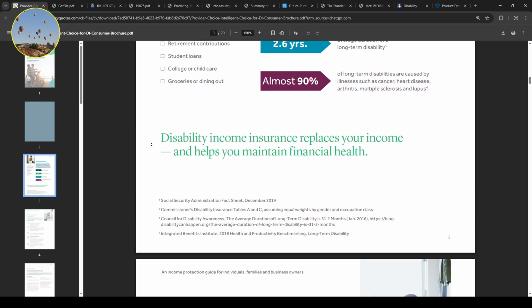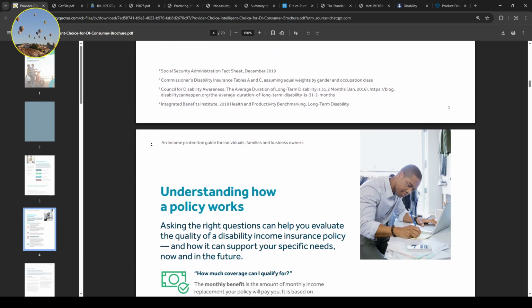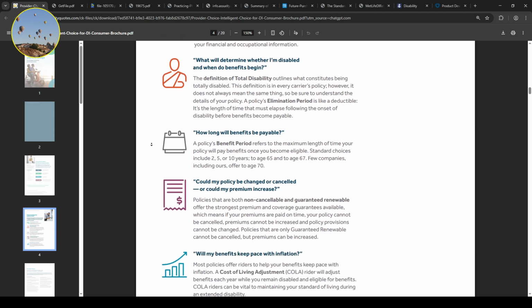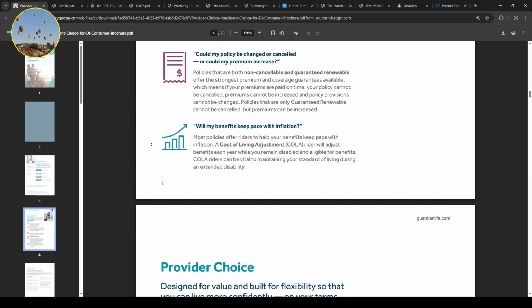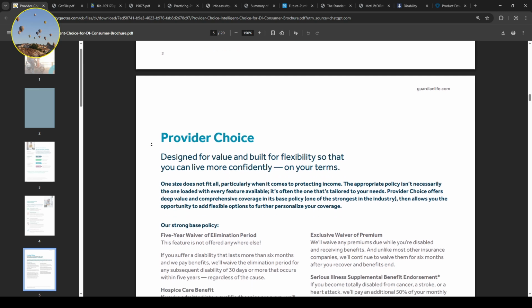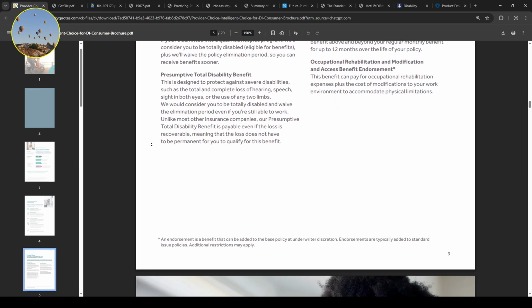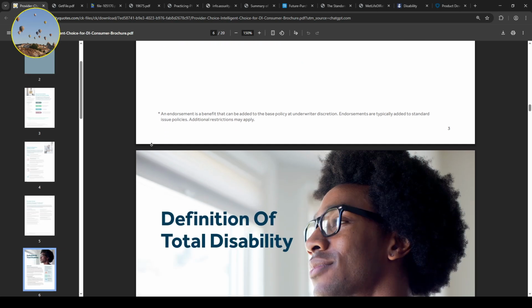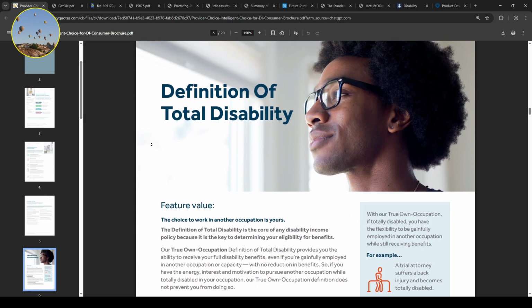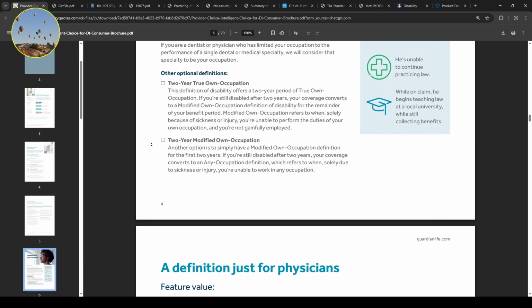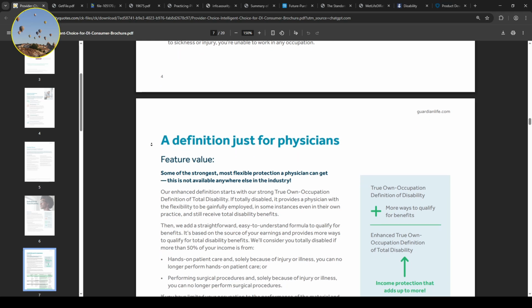Think of rider costs in two buckets. Bucket 1 increases benefit size during claim, especially on long claims. Bucket 2 increases the chance of payment by paying under more claim situations. COLA primarily affects Bucket 1. Residual primarily affects Bucket 2, and future increase is different. It is mostly an option to expand coverage later.